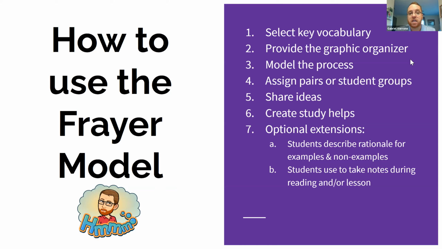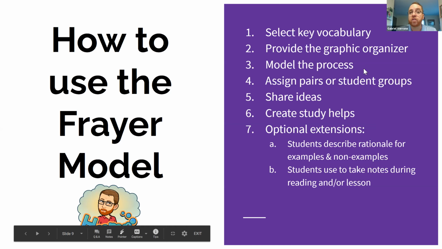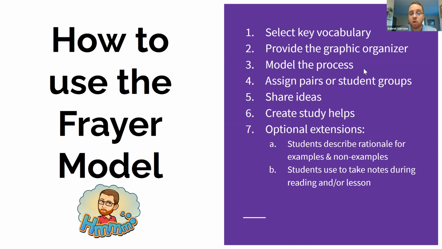And then lastly, and again, this is not an extensive or exhaustive list of optional extensions, you can have students describe their rationale for examples and non-examples, or why they listed those characteristics. They can explain that orally or in writing. And if you're doing, say, a read aloud or some round robin reading, you can have them use the Frayer model as a note-taking device.